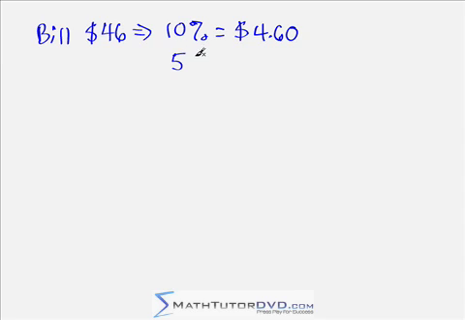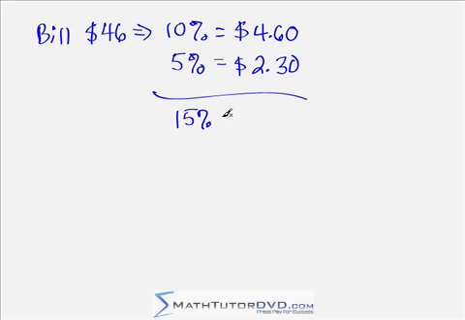Now quickly in your head, what is 5% of this guy right here? Well, we take 10%, we cut it in half. What are we going to get? Cut this in half, we'll have $2.30. So ultimately, 15% tip is going to be $4.60 plus $2.30. Add them together, we will get $6.90. Just adding them together. So you can do this in your head. $4.60, cut it in half, $2.30, add it together, $6.90.